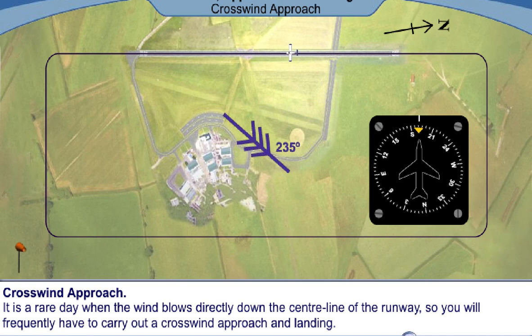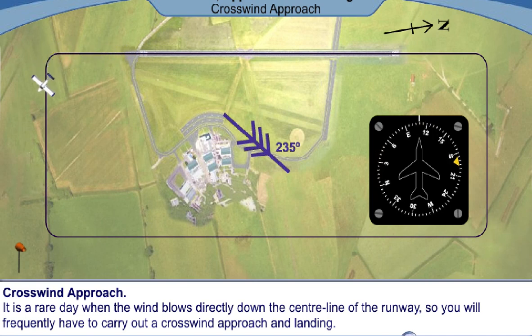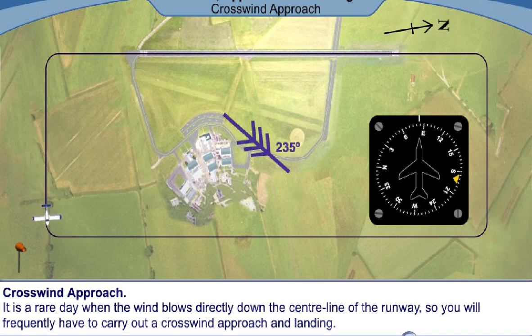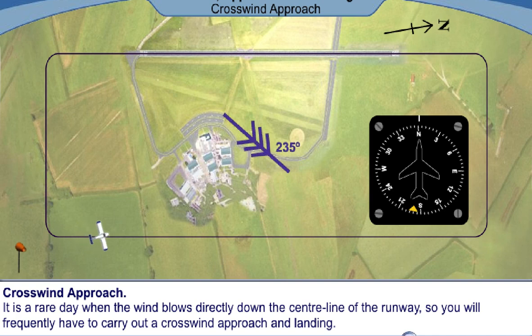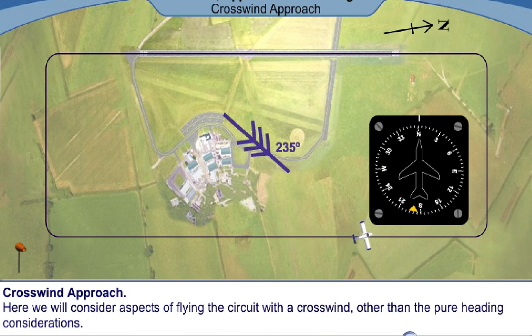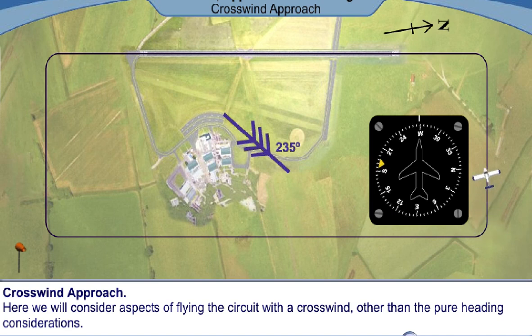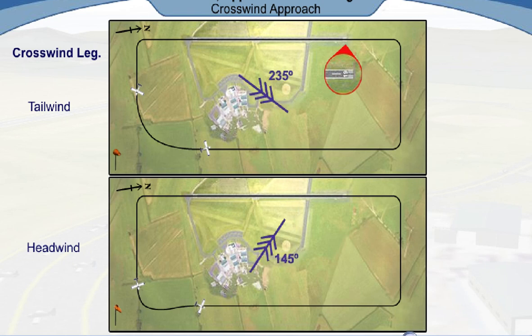We learned earlier in this lesson, in the Principles of Flight section, how the aircraft's heading needs to be adjusted on every leg of the circuit in order to compensate for the crosswind. If you wish to revise that section, do so now before continuing. Here we'll consider aspects of flying the circuit with a crosswind, other than the pure heading considerations which you've already learnt. We'll begin with a crosswind leg.